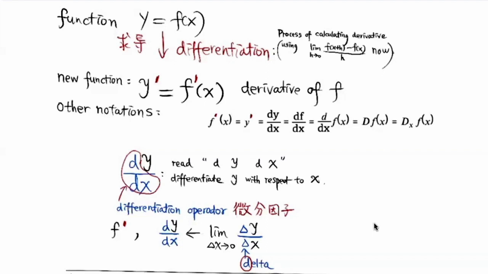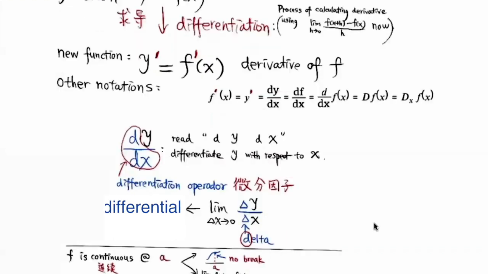When we differentiate the function y equal to f of x, we get a new function y prime equal to f prime of x, and that is called the derivative of f. So this process of calculating the derivative using the limit of this quotient is called differentiation.